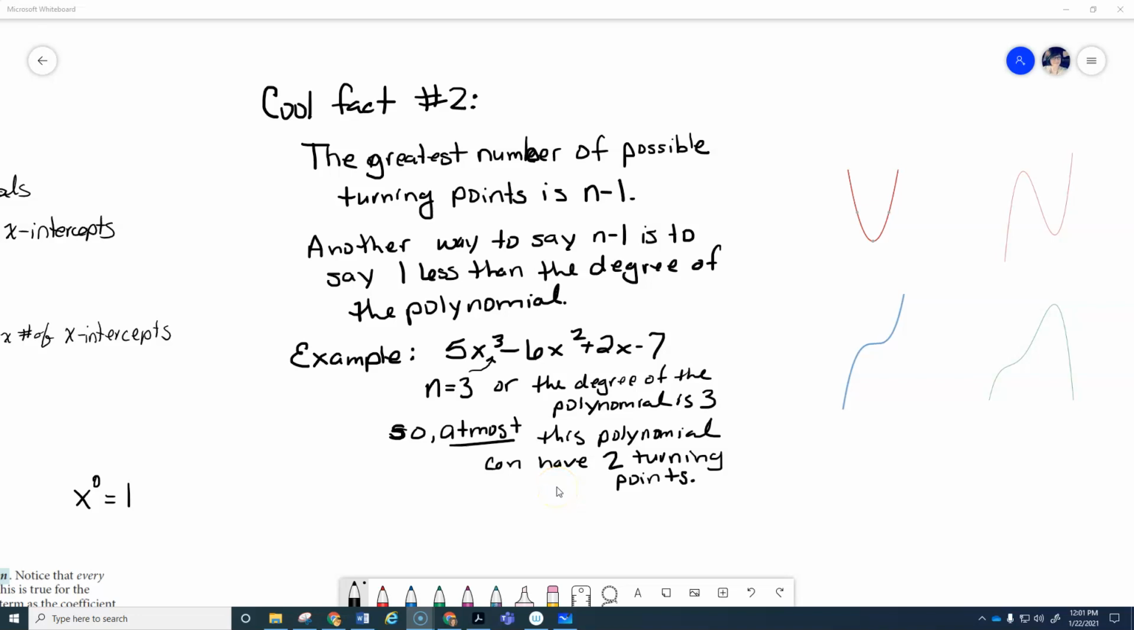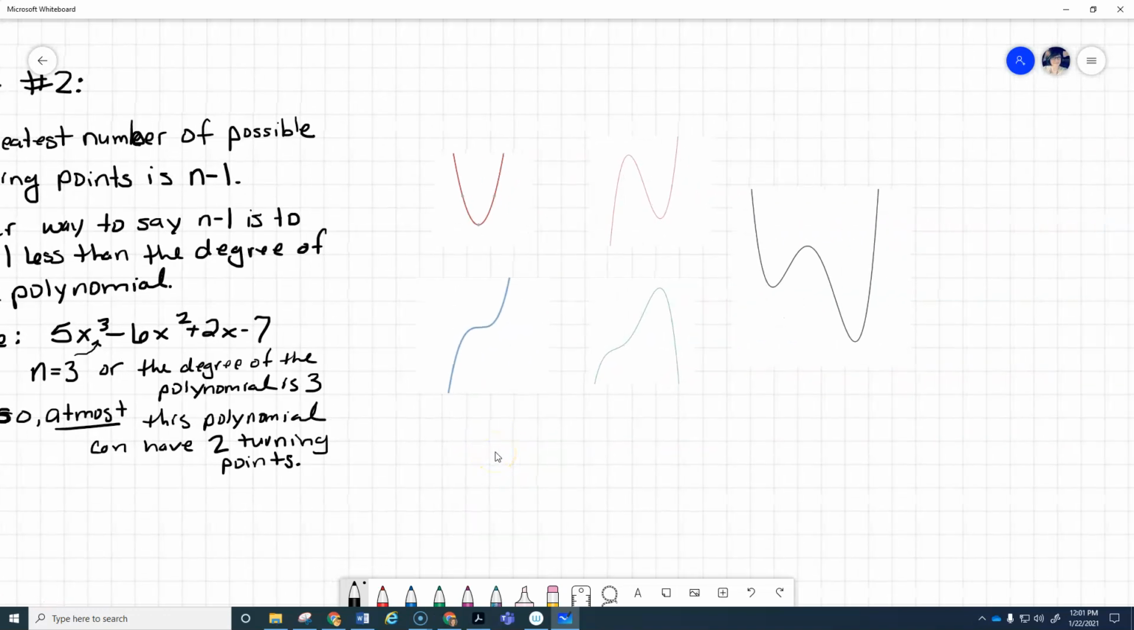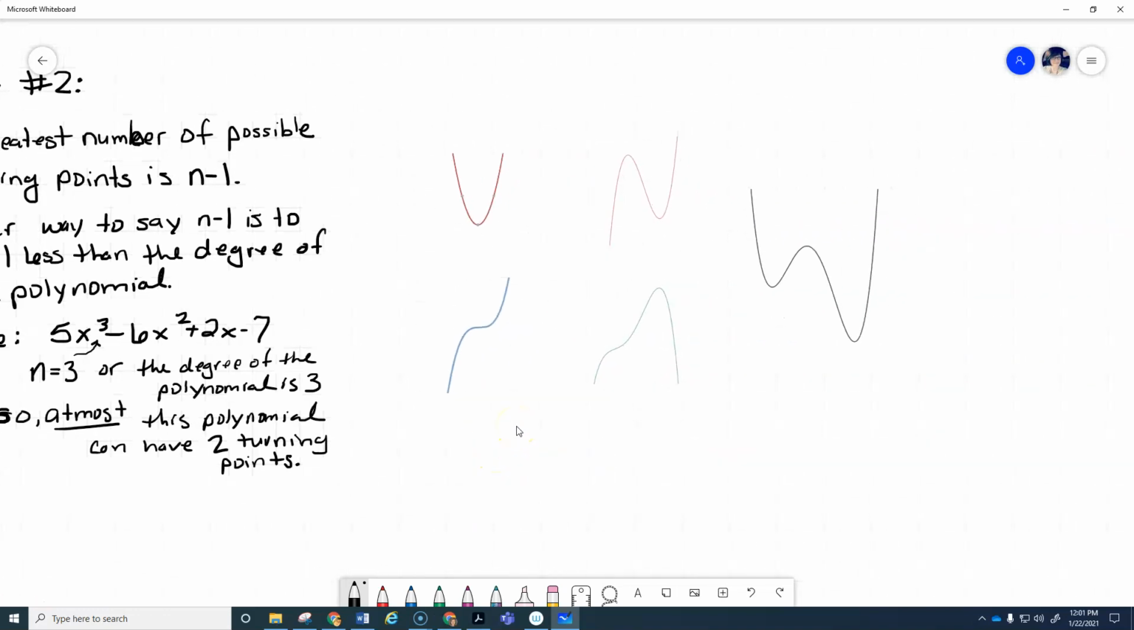Cool fact number 2. You can look at a polynomial and, by identifying the degree of the polynomial, you can know about the behavior of the graph in terms of its turning points. So first of all, I want you to look over here and understand what a turning point is.